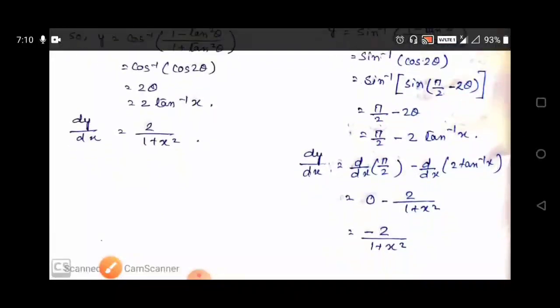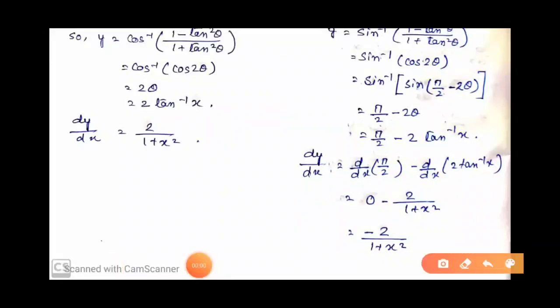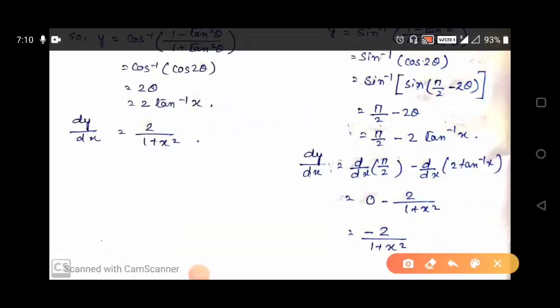Now, we will replace theta by tan inverse x. Now, we can differentiate. dy by dx is equal to d dx of pi by 2, which is equal to 0 because pi by 2 is a constant, minus d dx of 2 tan inverse x. So, d dx of tan inverse x is 1 by 1 plus x square. So, from here we will get our answer minus 2 by 1 plus x square.